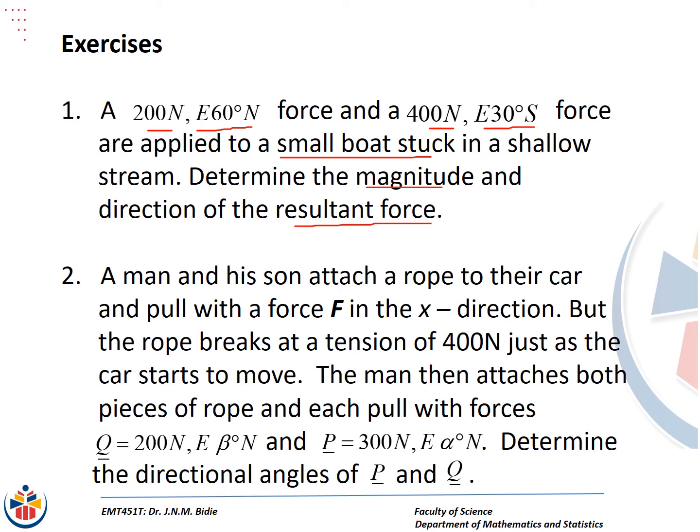Again, number 2: a son and his dad have attached a rope to a car and they are pulling with a force F in the X direction. Note that the force F has been given a direction here, but then the rope breaks at the tension. So you've been given the tension of 400 newtons for F. Then the man decides to attach both pieces of the rope and they both pull. Now they are pulling with different forces, Q and P. We need to find the directional angles alpha and beta for both P and Q. Please attempt it and let's see.